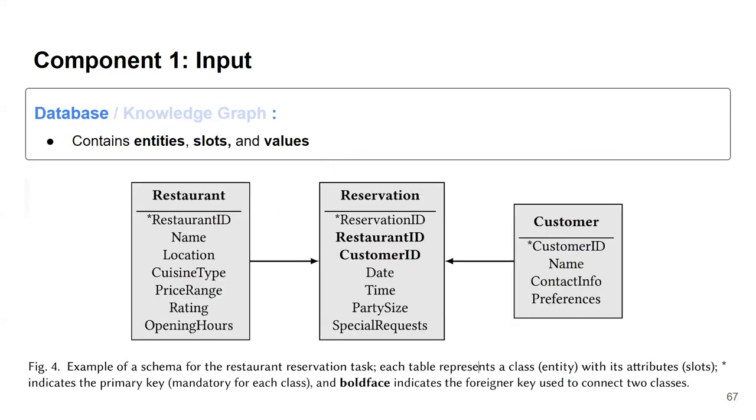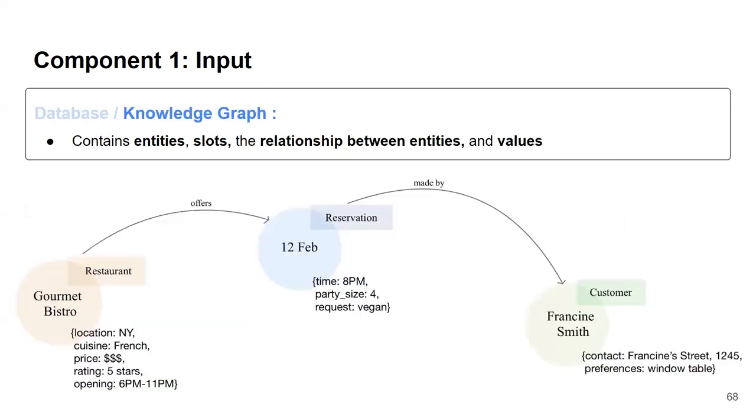And on the other hand, we have a database and a knowledge graph, which is like taking the schema and ontology, but you add real values or instantiations. So a database is a schema that has values, and the knowledge graph is an ontology that has values.